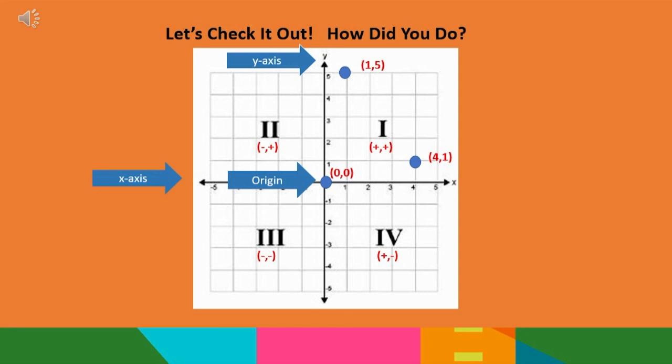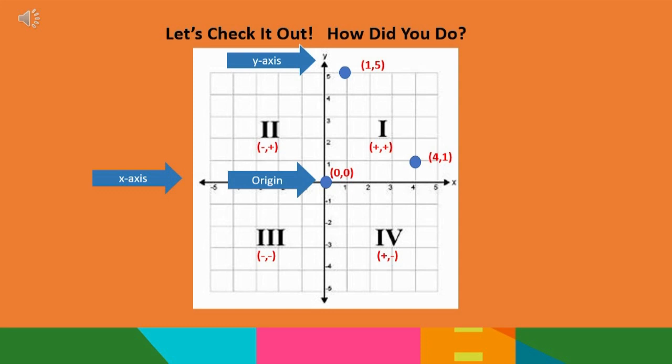So let's check it out. How did you do? Did you identify your X and Y axes? Did you also identify the origin as that very special point where these two axes intersect? Remember that we labeled the point, the origin, 0, 0. Were you able to identify the point 4, 1 as the point that is 4 units to the right of the origin and 1 unit up? Did you identify the point 1, 5 as 1 unit to the right of the origin and 5 units up?